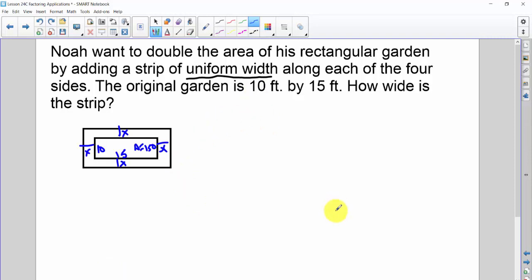So we know a couple of things. We want to double the area. Double A is equal to 300 because the original area was 150. And now we need the new dimensions of this length and this width. So if I started with 10 and I tacked on this length here and this length here, I've tacked on an x and another x. So that's 10 plus 2x.